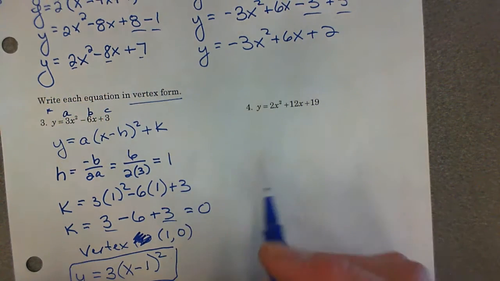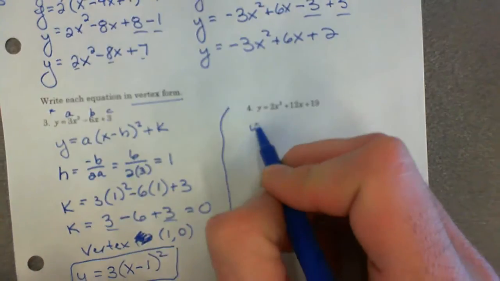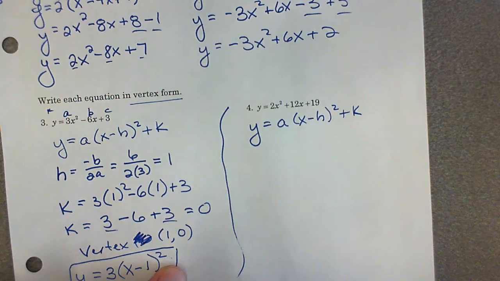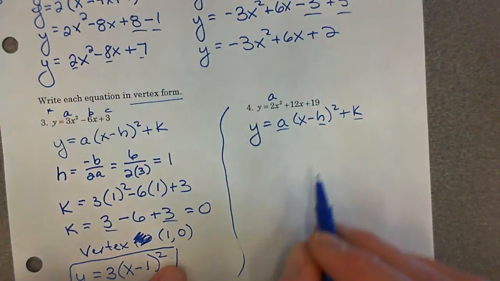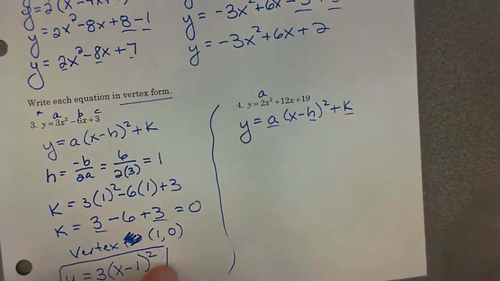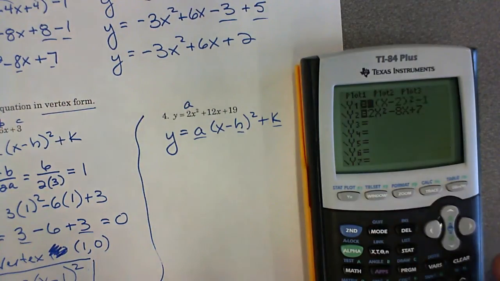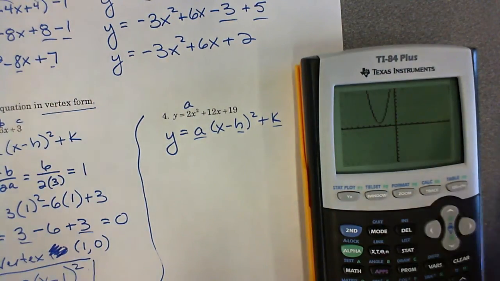On number 4, I'm going to show you an alternative way of doing this. Let's see if we can do this one using our calculator. So we want to write it as y equals a times x minus h squared plus k. So we need to know a, h, and k. Well, this is a. Could we find h and k another way? Well, we can. We've got a calculator. We can plug our equation into y equals. So this is 2x squared plus 12x plus 19. Hit graph and see what that looks like.